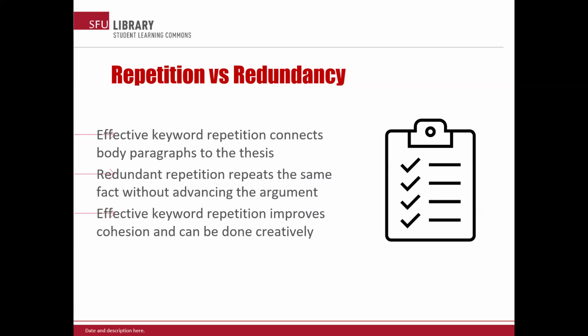Using this strategy can also help you to make sure that there is no irrelevant information in your essay. If you have a topic sentence to a paragraph that contains an argument, but then that topic sentence has no connection to your thesis, you might want to reevaluate the value of that paragraph or update your thesis statement. Effective keyword repetition helps advance your argument, it helps maintain cohesion and clarity, and you can do so creatively. You don't need to restate the exact same words over and over again, just so long as the general theme of the keyword or phrase from your thesis is consistent.